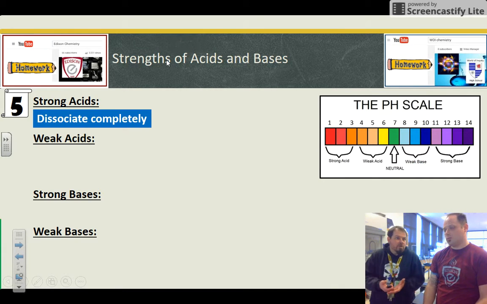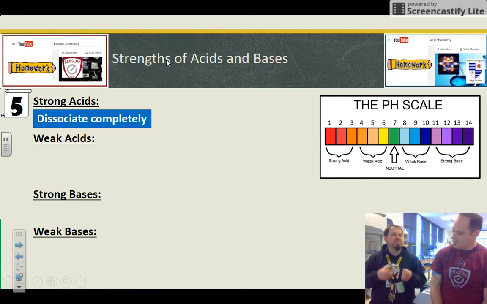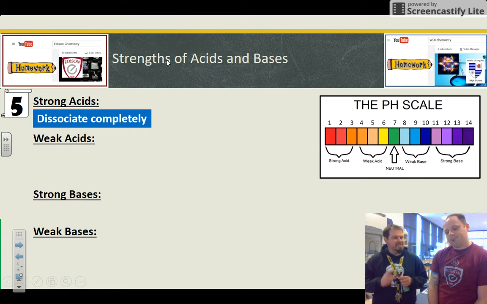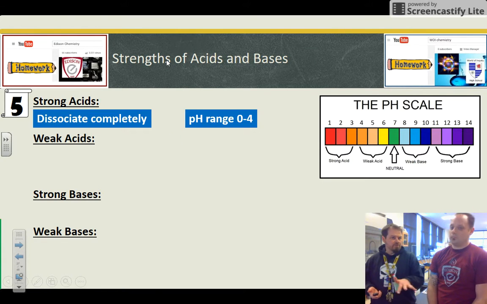Because I can make hydrochloric acid at a very low concentration that will barely make you itch, but it's technically a strong acid because it dissociates completely in water. That's the key. They generally have a pH range of 0 to 4. But the real definition is dissociate completely.